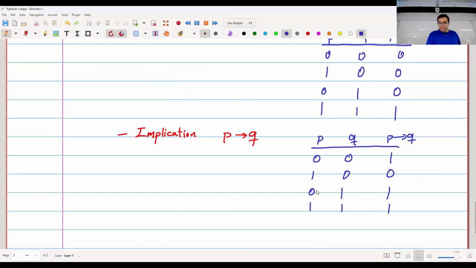Now, these two cases are sometimes strange for people. So try to make sure you have the correct intuition about this. Again, just think of it as a promise. I'm promising that if P holds, then Q also holds. And this promise will be false only if P holds and Q does not hold. In any other case, I have kept my promise.